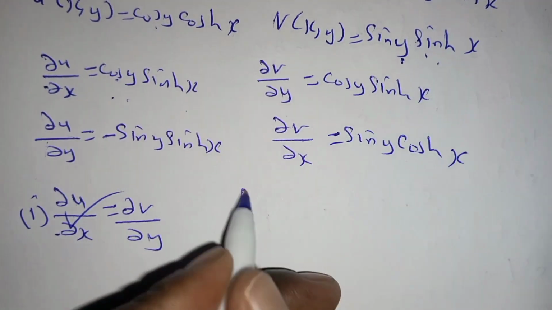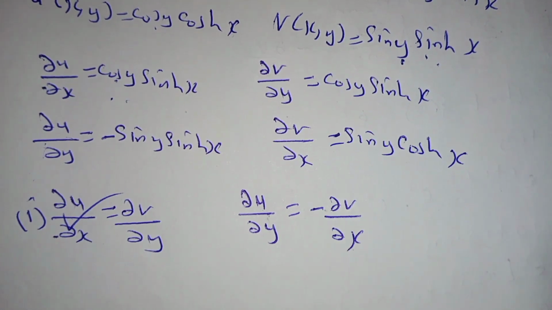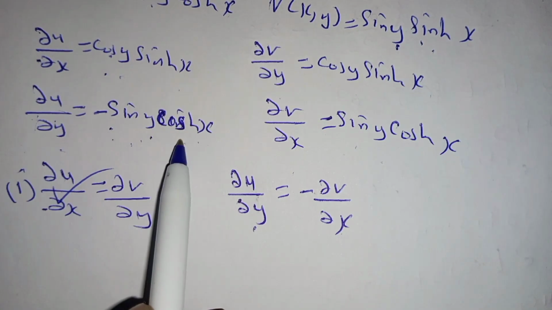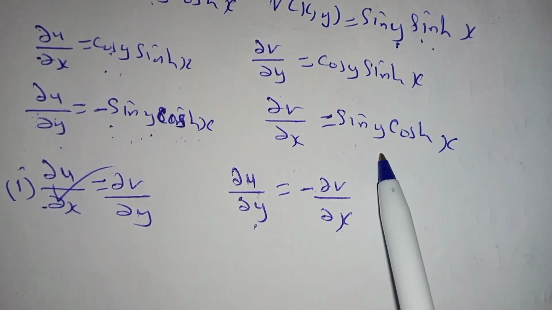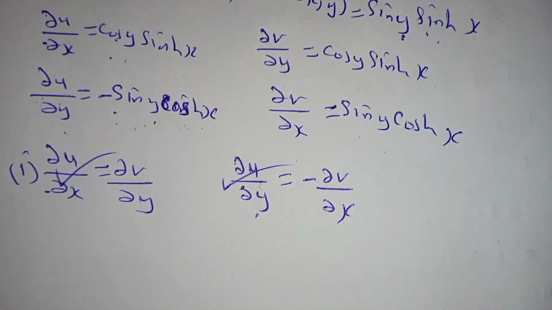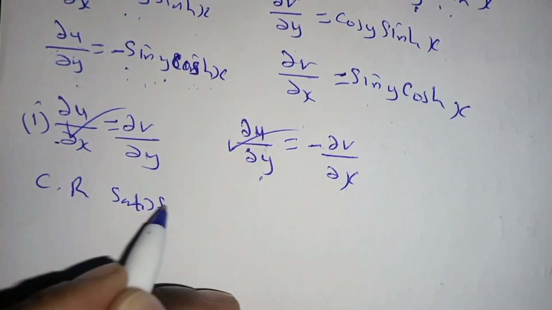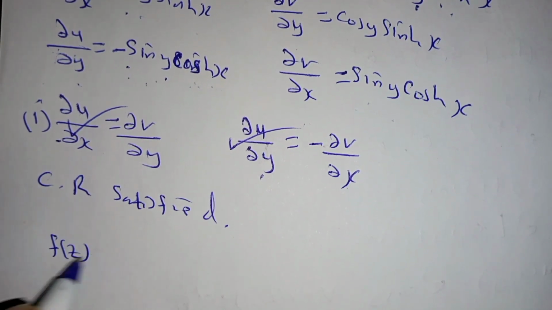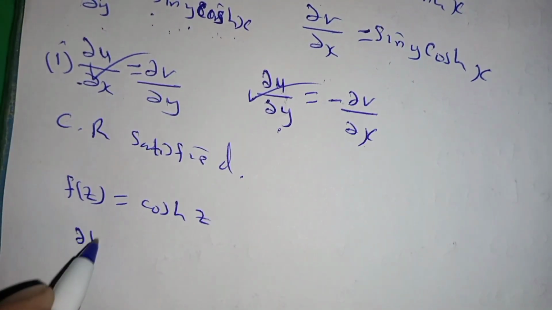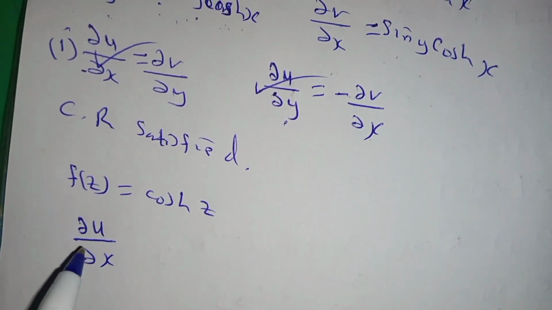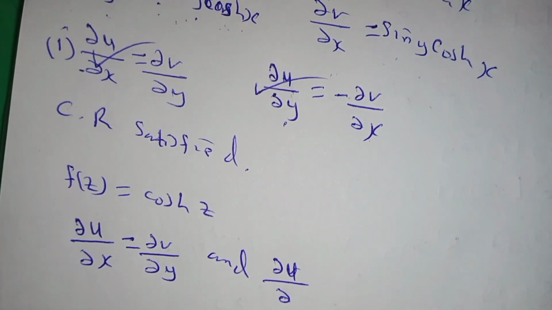Then we check for the second equation, which is partial of u with respect to y should give us negative partial of v with respect to x. Partial of u with respect to y is equal to negative sine of y, hyperbolic cos of x, and our partial of v with respect to x is equal to sine of y multiplied by hyperbolic cos of x. Now, even the second equation is satisfied. So CR equations are satisfied, meaning that our function, which was f of z, which is equal to hyperbolic cos of z, is analytic on the complex plane, because we have obtained that the CR equations, or Cauchy-Riemann equations, are satisfied by this given function.